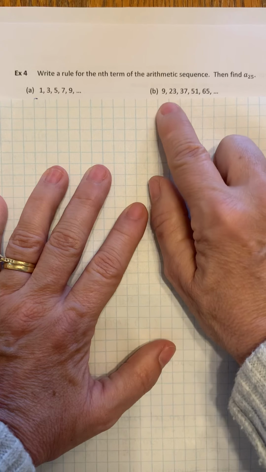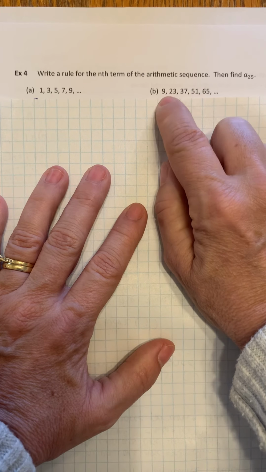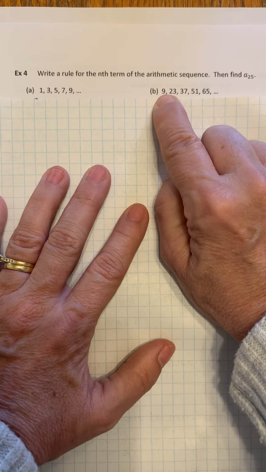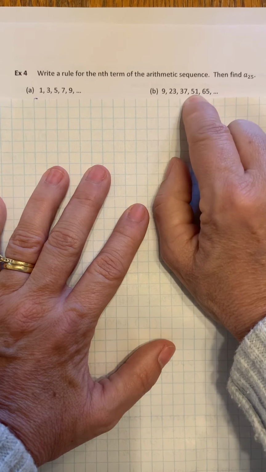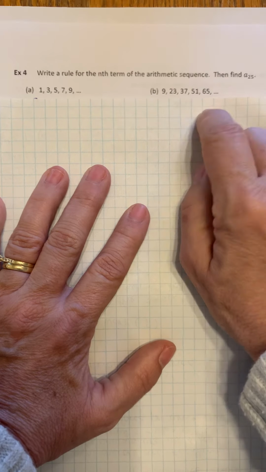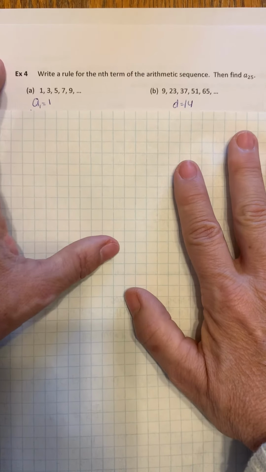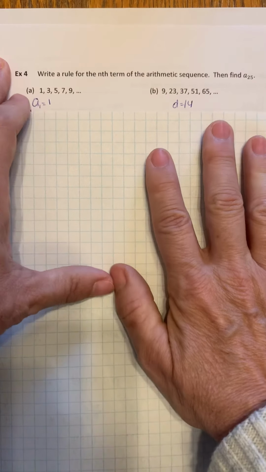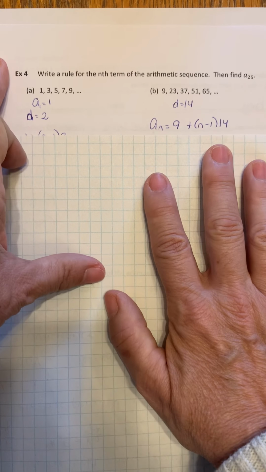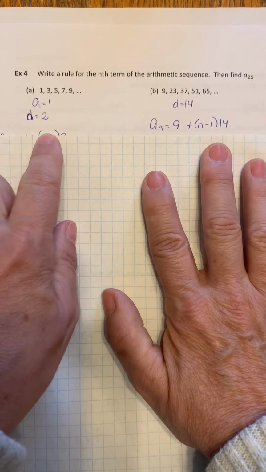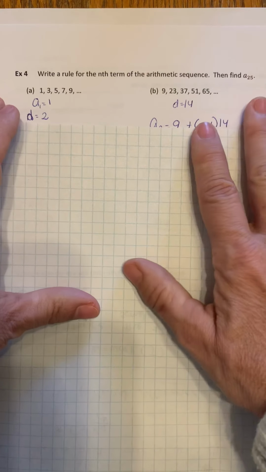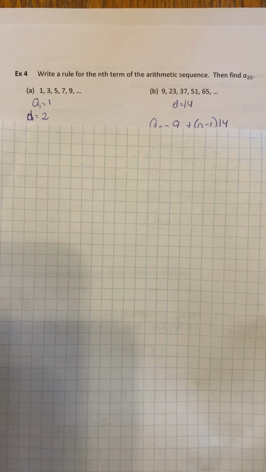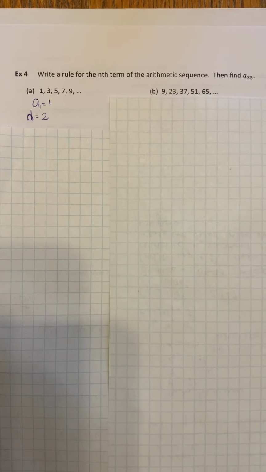And let's look at this one while we're at it. This one, let's see, what's 23 minus 9? It's 14. 14, 14. So D is 14 for that one. The first term for this one is 1. The first term for that one is 9. I'm sorry, I'm kind of doing these at the same time. So D is 2. And I think what I will do is cover that one up while we're doing this.